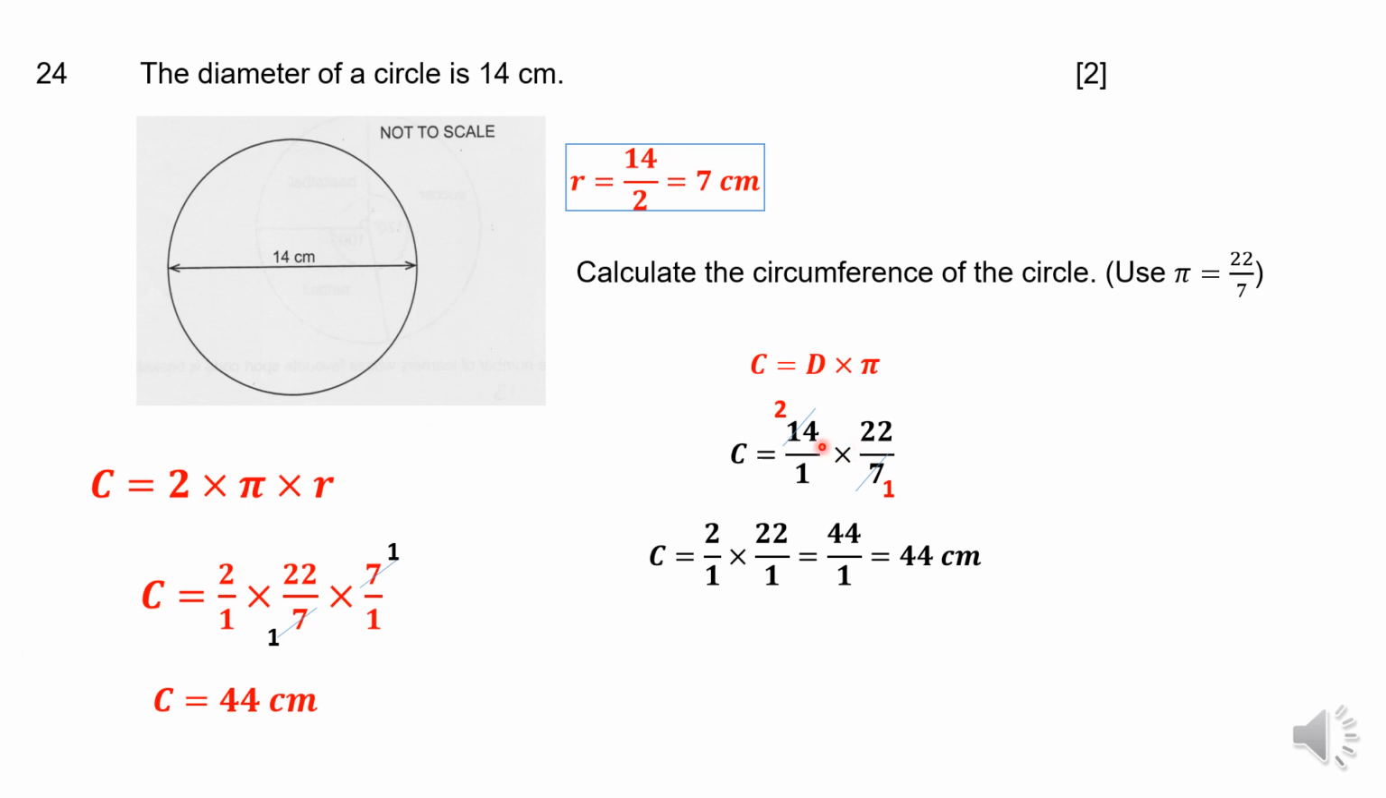It is not easy just to go and say 14 times 22 and divide by 7. That's going to be too much for you, so try to simplify or take out common factors. When you use this formula, you must find the radius. When you use this formula and the diameter is given, then you just punch in the diameter as it's there.